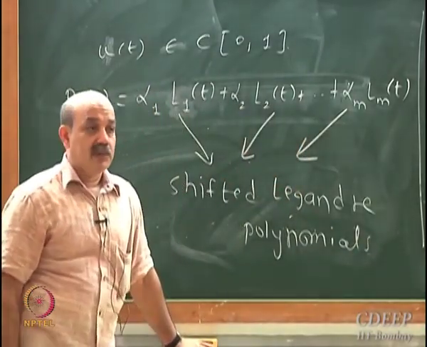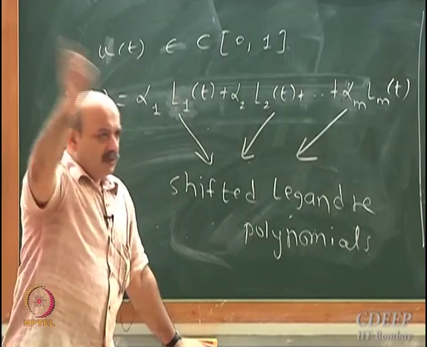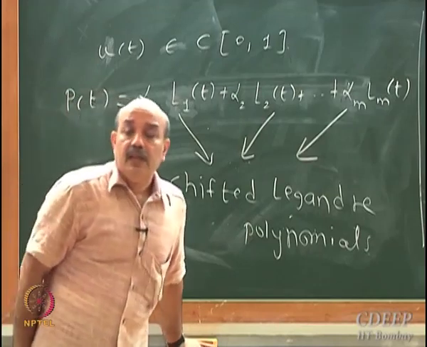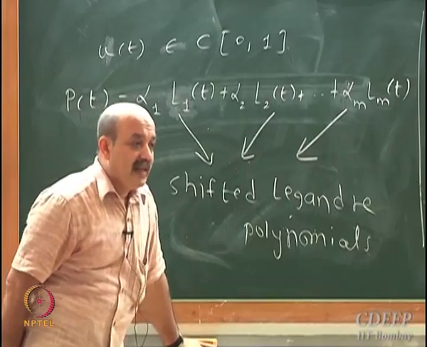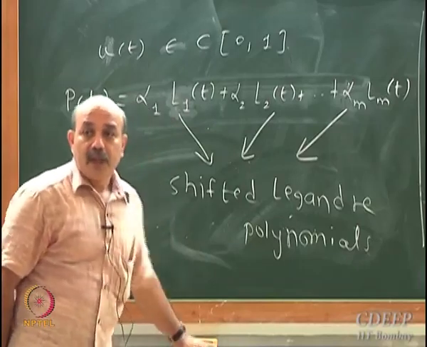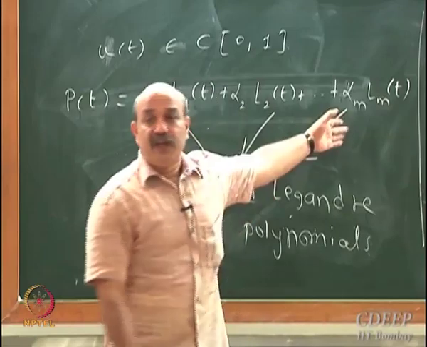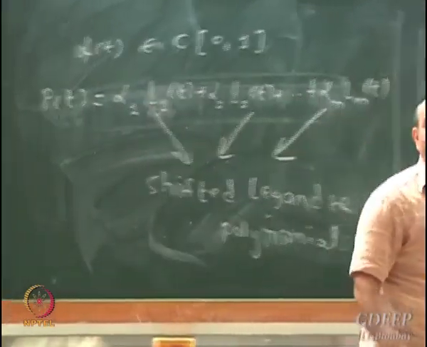These are shifted Legendre polynomials. Okay. I don't have to worry here now about the order I take. Why? Because when I use shifted Legendre polynomials, I am not going to get the Hilbert matrix.